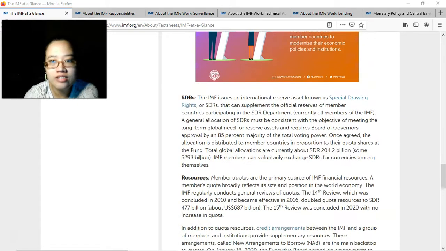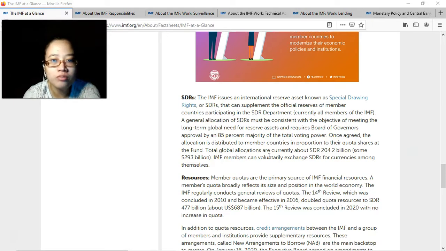SDR, special drawing rights. IMF issues an international reserve asset known as SDR that can supplement the official reserves of member countries participating in the SDR department, currently all members of the IMF. A general allocation of SDRs must be consistent with the objective of meeting the long-term global need for reserve assets and requires Board of Governors approval by an 85% majority of the total voting power. Once agreed, the allocation is distributed to member countries in proportion to their quota shares at the fund.